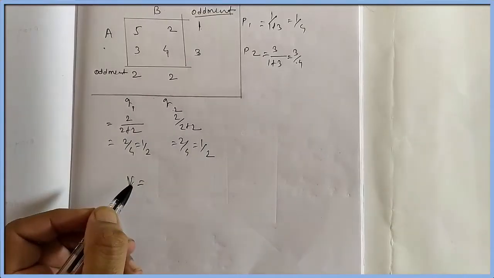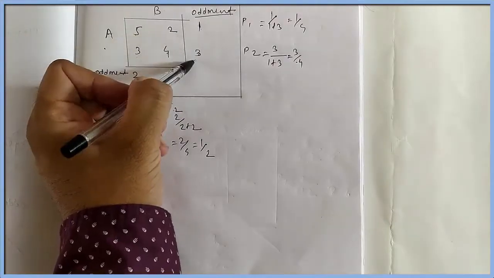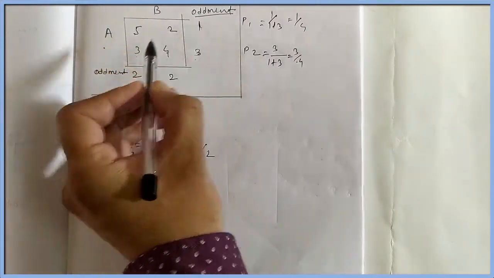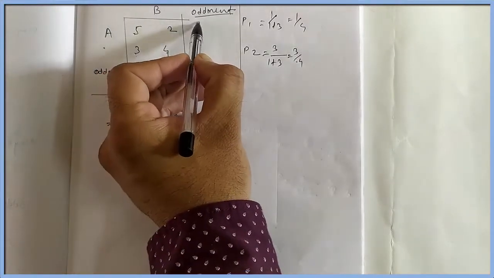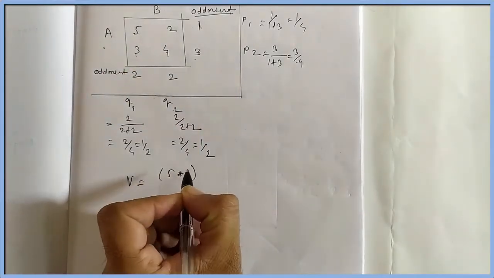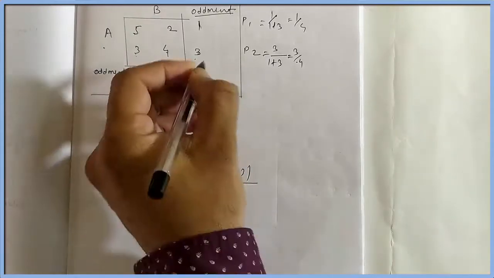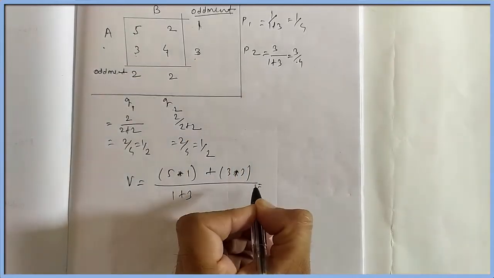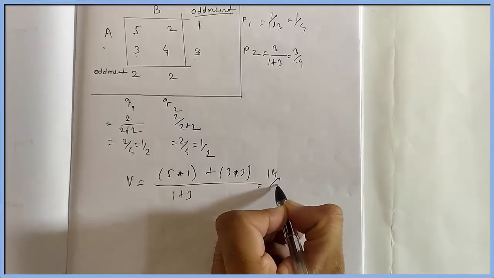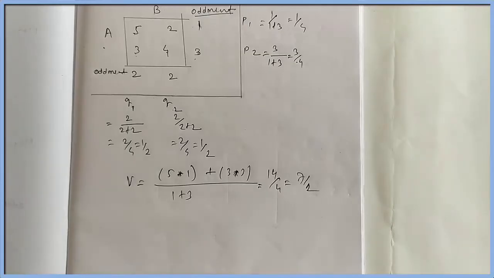Value of the game is equal to, look at this first column 5 and 3 and row oddments 1 and 3. 5 into 1 plus 3 into 3 divided by 1 plus 3 is equal to 14 by 4 is equal to 7 by 2. Therefore, the value of the game is equal to 7 by 2.